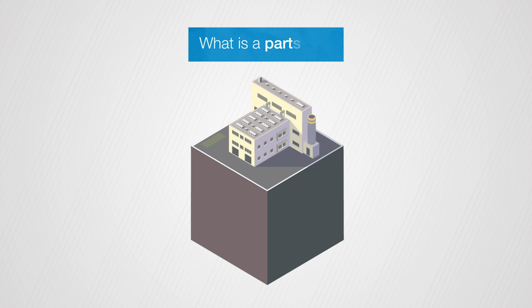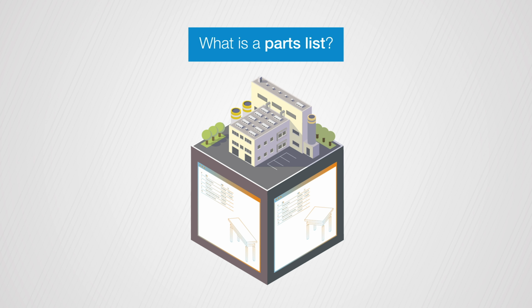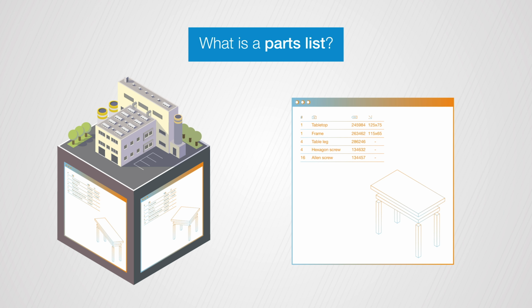A parts list forms the basis for production in all industrial manufacturing companies. But what is unique about the parts lists used at apintra? How do they work, and which options are available?